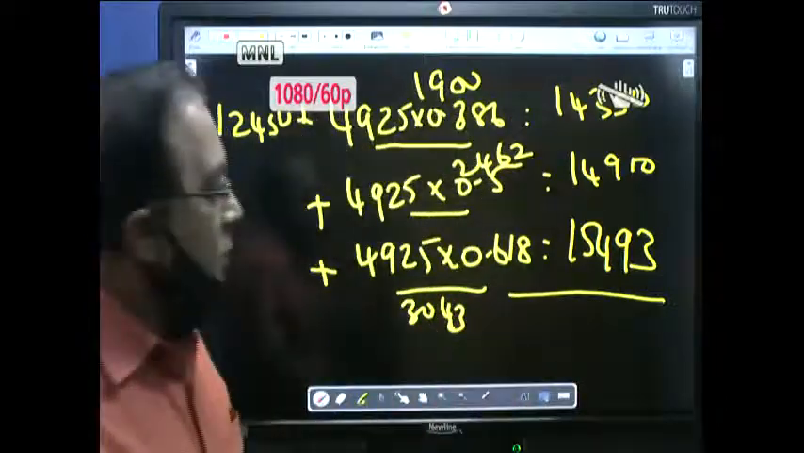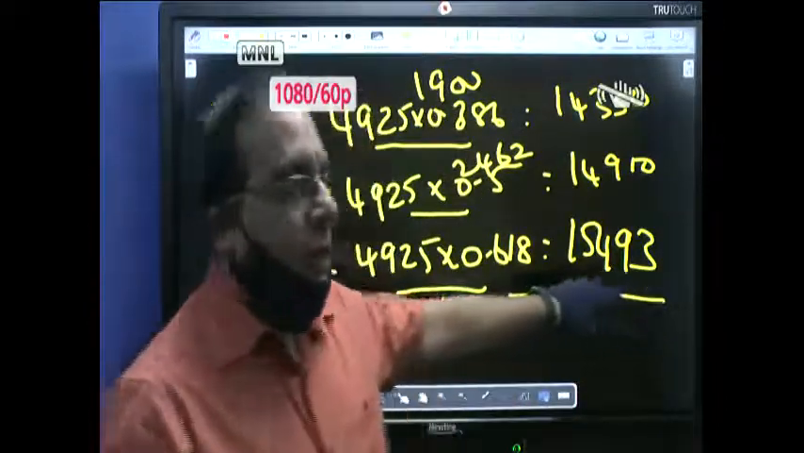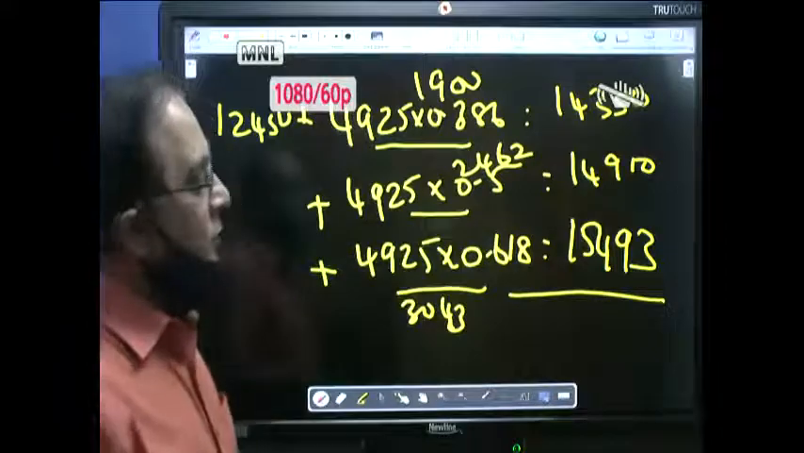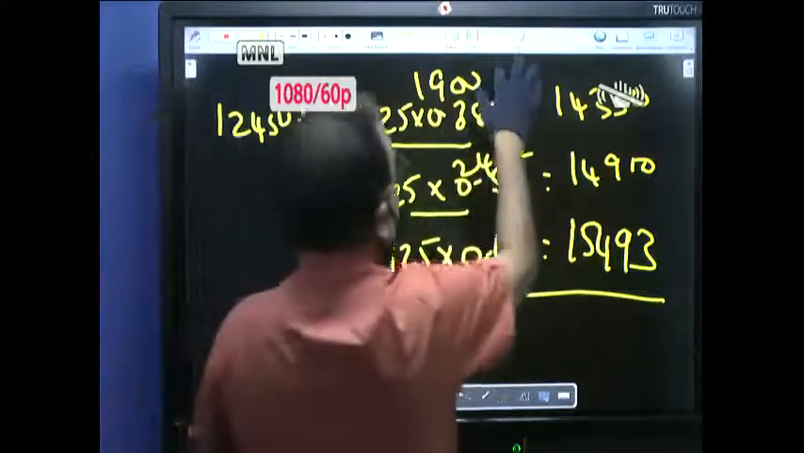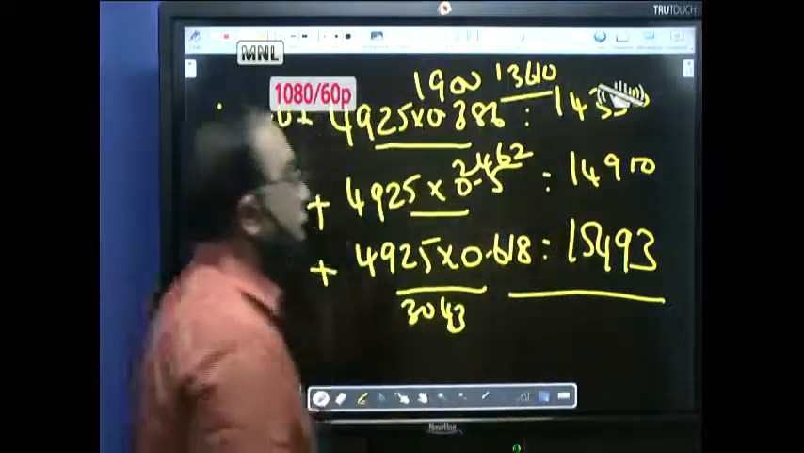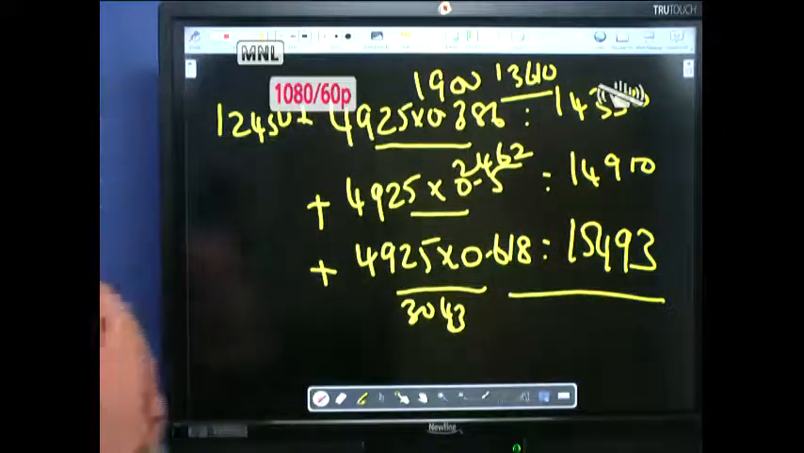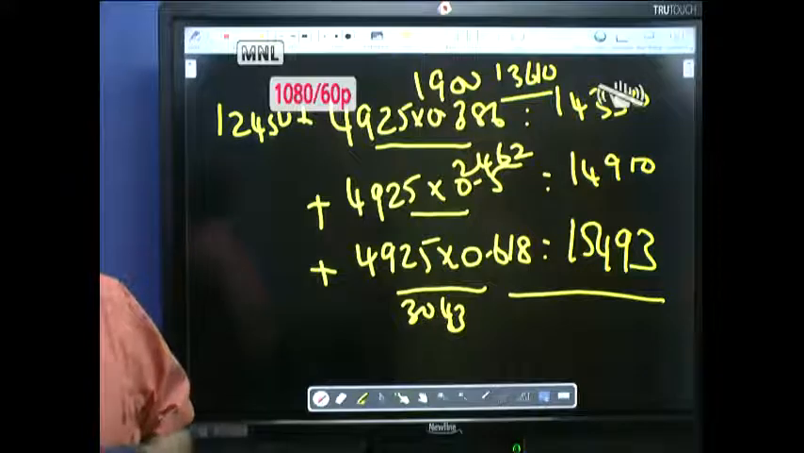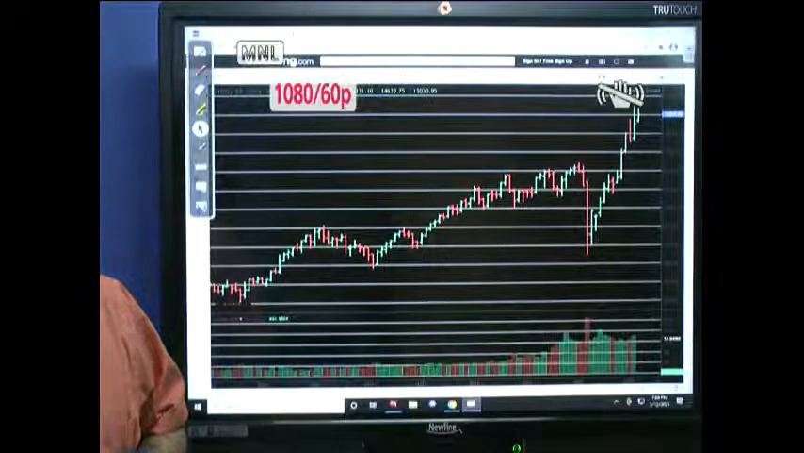Okay, till now we have only come up to this. So we have seen what the important levels are: 13,610 or so, 14,350, 14,910, 15,493. Now let us look at the chart. We'll look at the weekly chart.